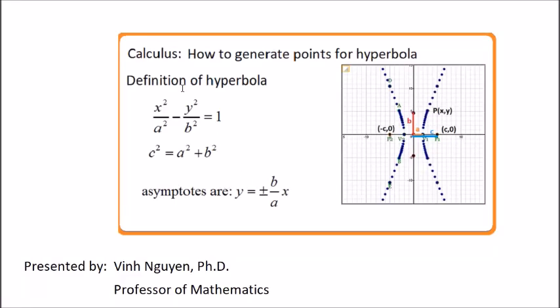In this video, I am going to use the definition of a hyperbola to generate these points right here on the hyperbola, and then show that the equation for the hyperbola will be x squared over a squared minus y squared over b squared equal to 1.